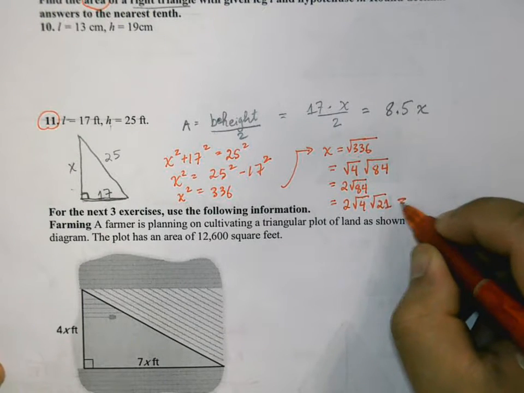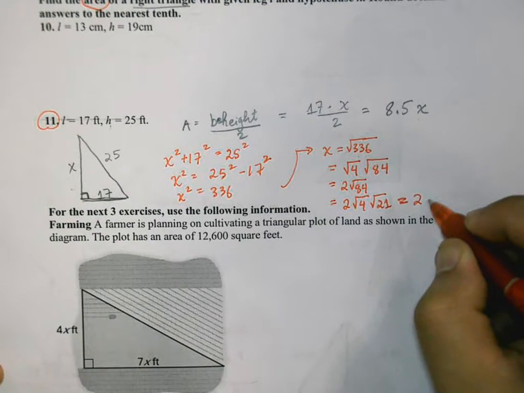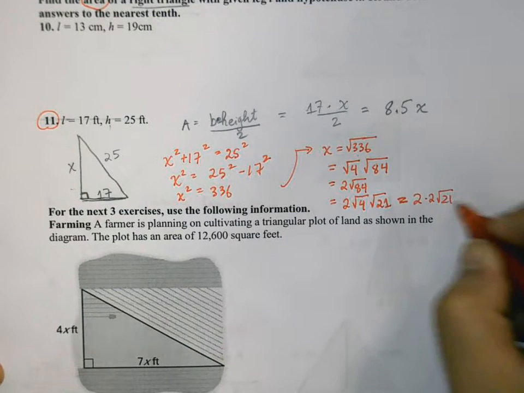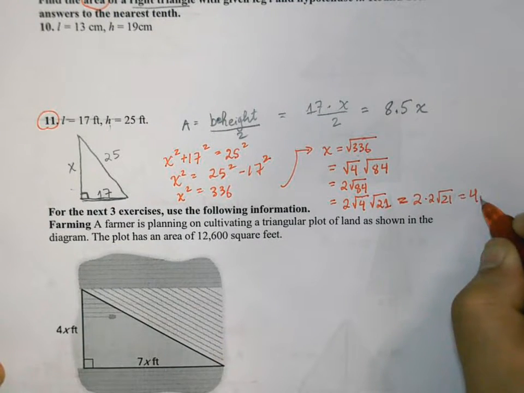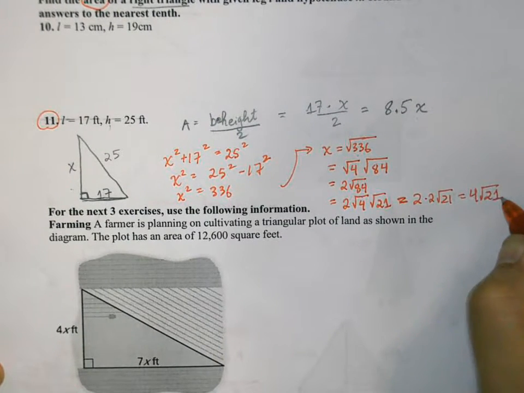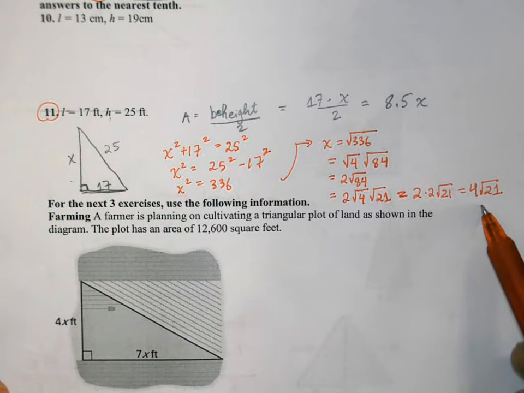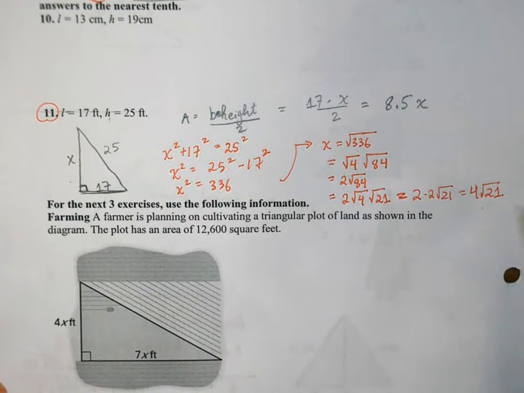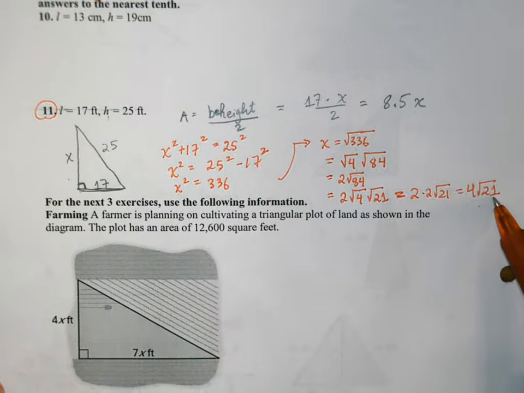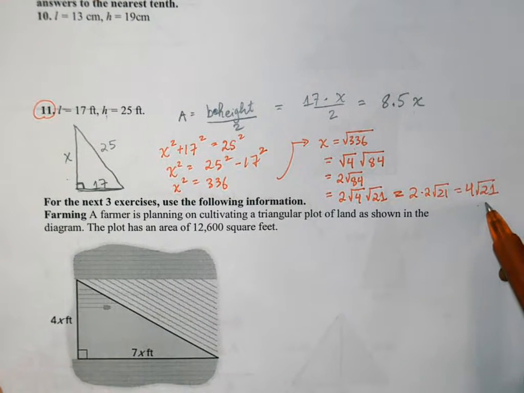Simplifying a little bit further, I get this 2 times the square root of 21, which is equal to 4 times the square root of 21. Okay. 21, it turns out, is not reducible any further. If you did split it up, you would get 3 and 7, and that's as far as you could go. Okay. So we can stop this right here.